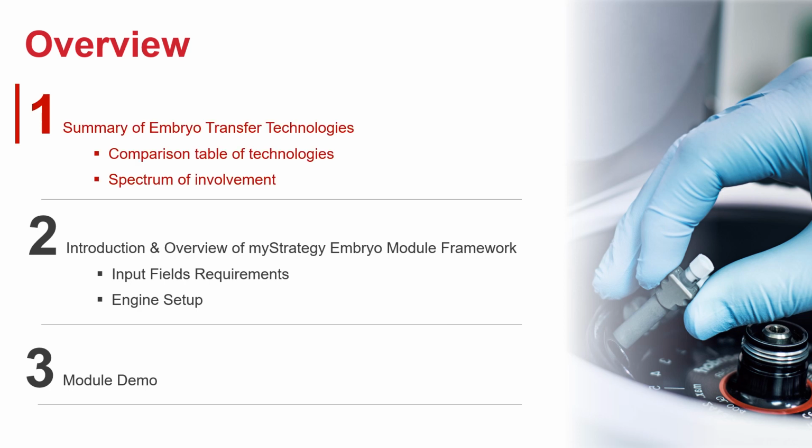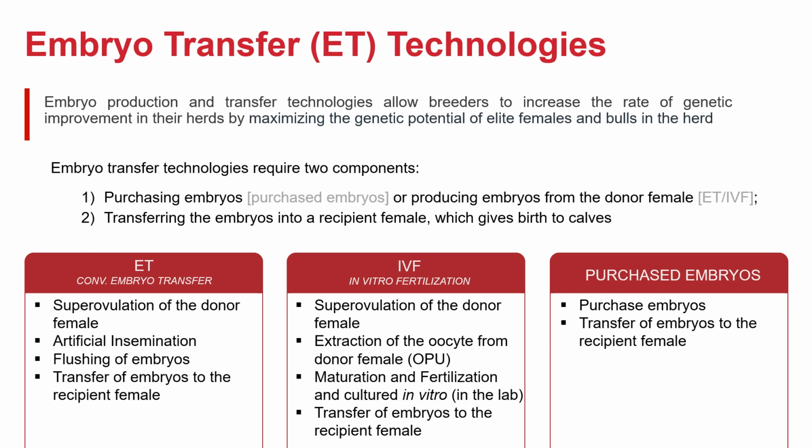To start, let's first consider embryo transfer technologies. What are they, and how are they applied? Embryo production and embryo transfer are a class of advanced genetic breeding technologies that improve reproductive efficiency and increase the rate of genetic improvement by essentially producing more calves out of the best females and bulls available to the herd.